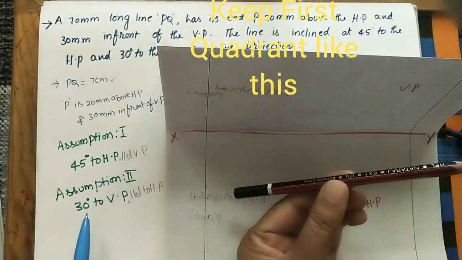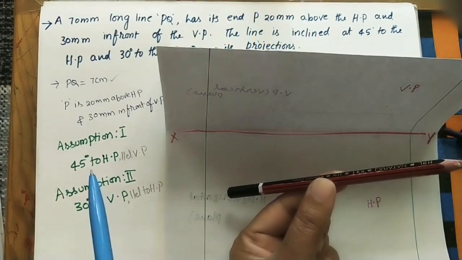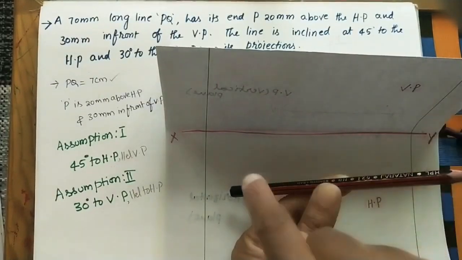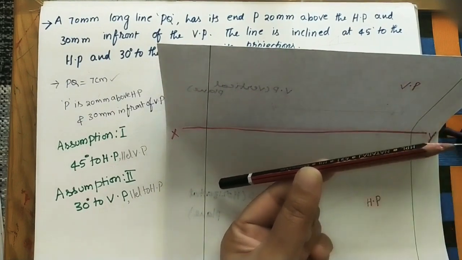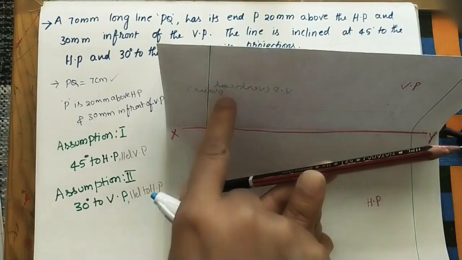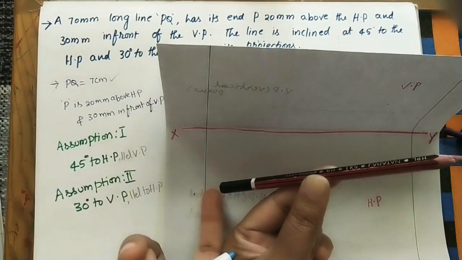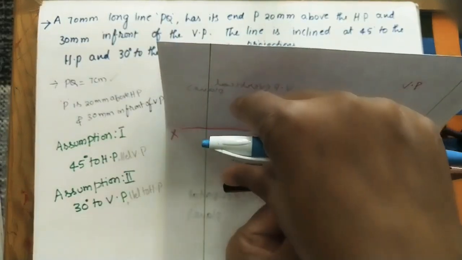According to the first assumption, this line is making an angle of 45 degrees with the horizontal plane and is parallel to the vertical plane. The distance between the vertical plane and this line is constant. We need to do the front view as well as the top view. In the front view we can see the point P here. This point P is 20 mm above HP, this gap is 20 mm, and 30 mm in front of VP. This gap is 30.